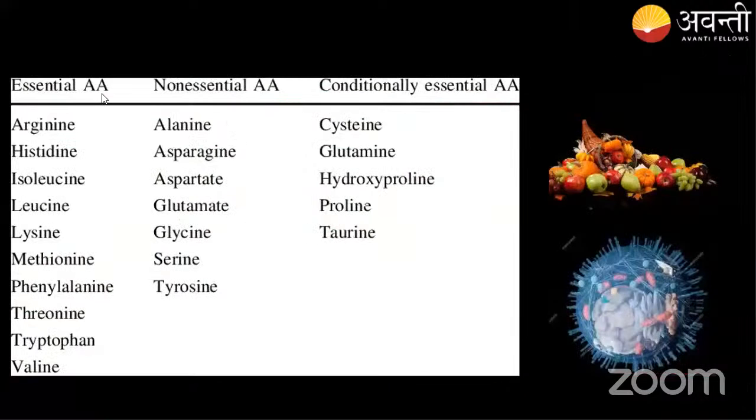There are three types. Essential amino acids means needed in the diet. That means these cannot be formed, or are not synthesized, in our body. So they should be taken in the diet, that means in our food.